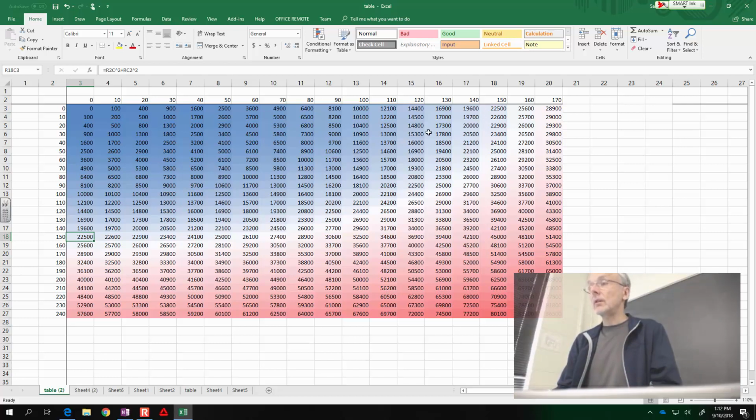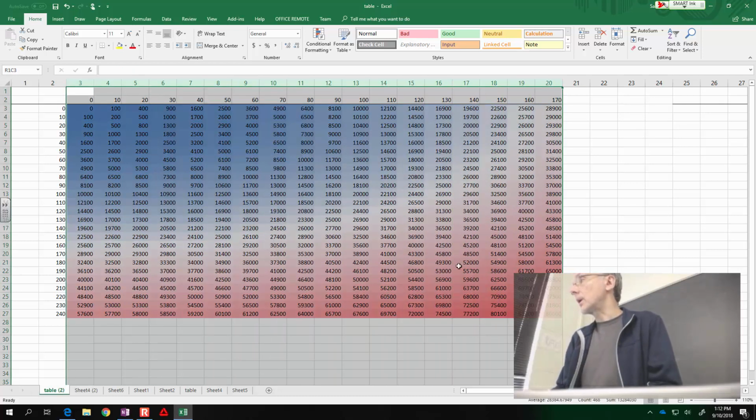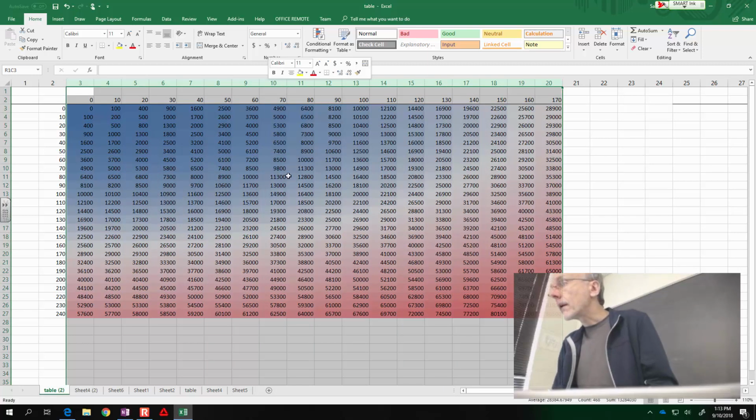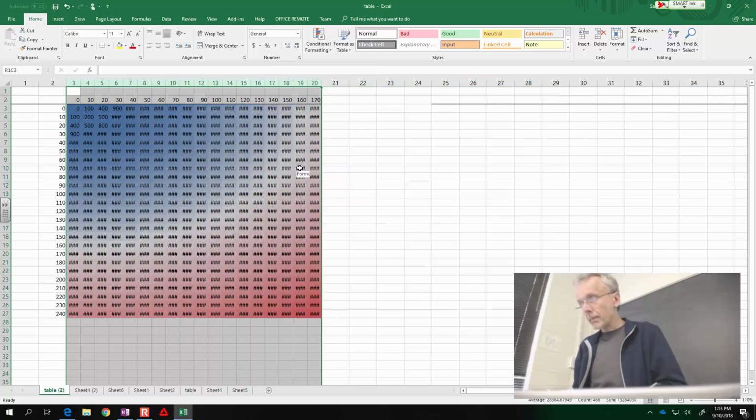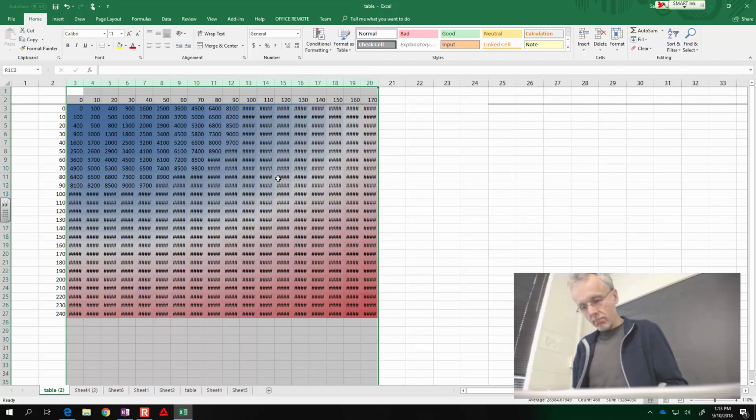You see it? Well, let me try to maybe make these narrower so the pattern will be clearer. Column width. Make it 4. Too much. Let's make it 5. It still doesn't fit. Well, at least the pattern is clear.